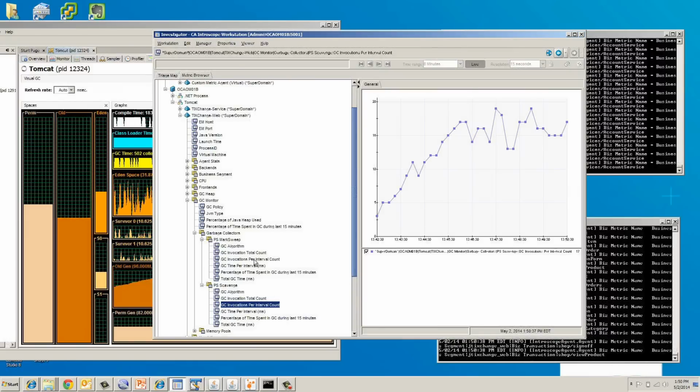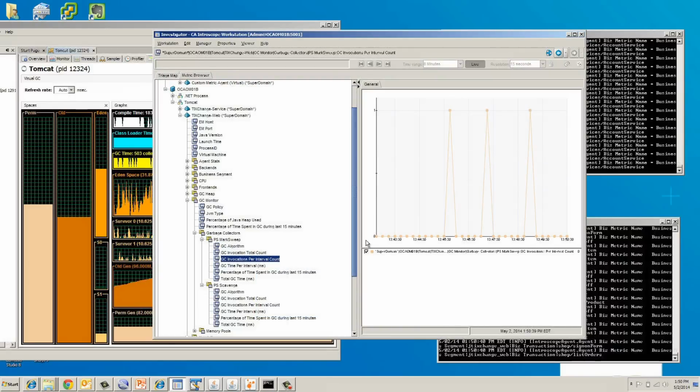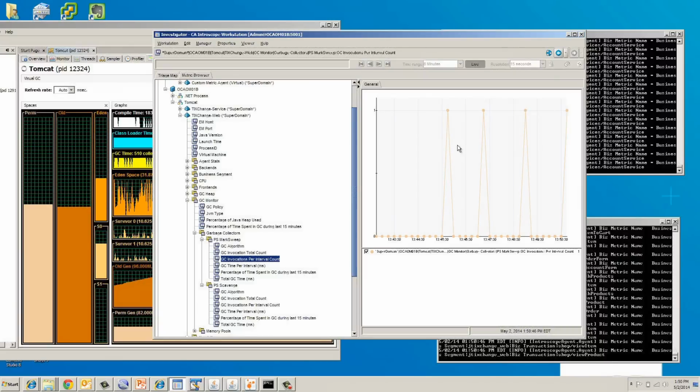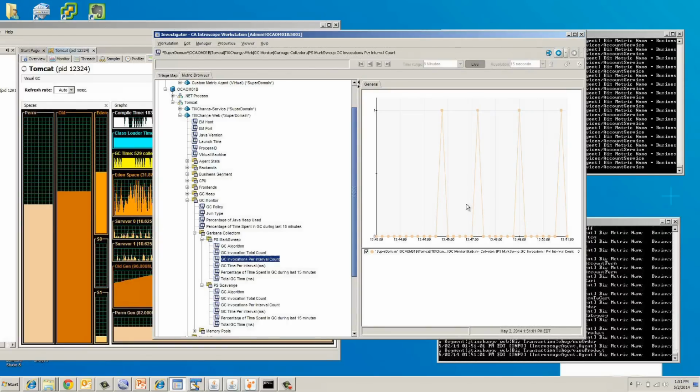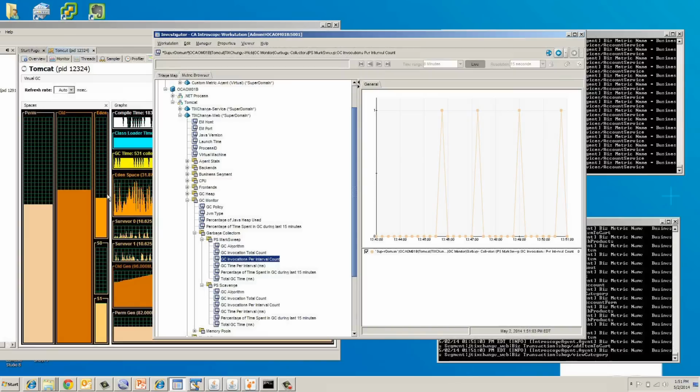Again, I'm going to take a look at the count per interval. As suspected, I shouldn't get that many. I'm always going to get more garbage collection calls in my Eden space. That's the whole point of dividing the memory pool into these different sections, so I can handle a lot of objects really fast in the Eden space. So this one is called only once in a while.